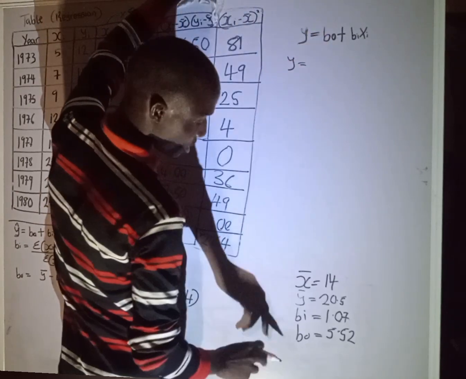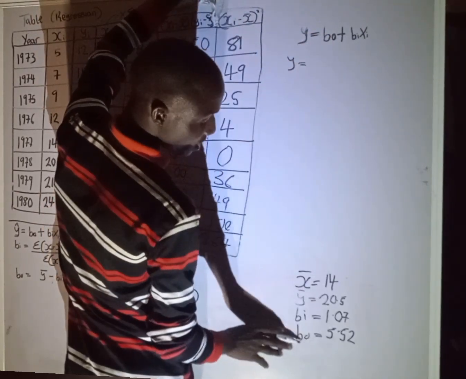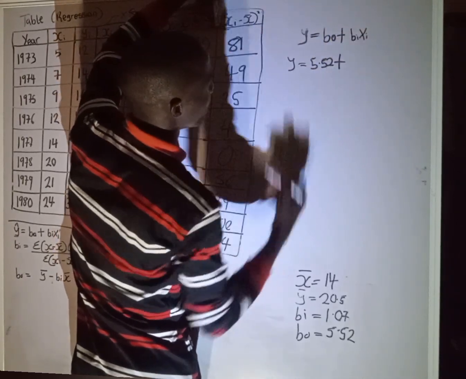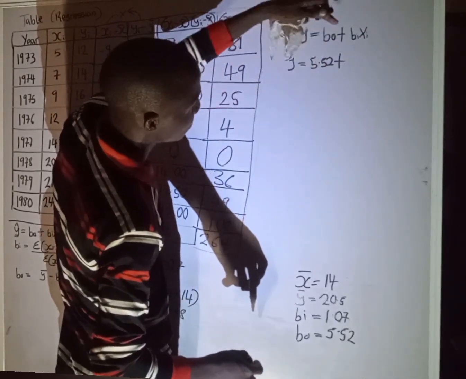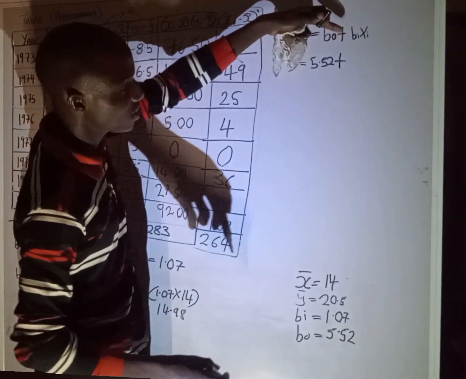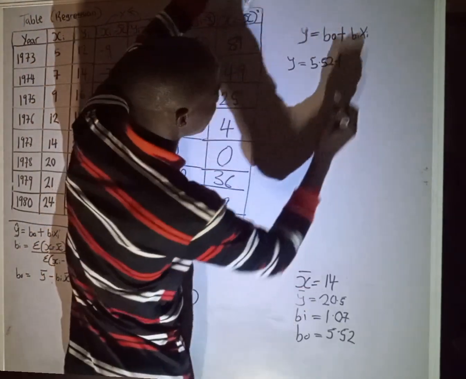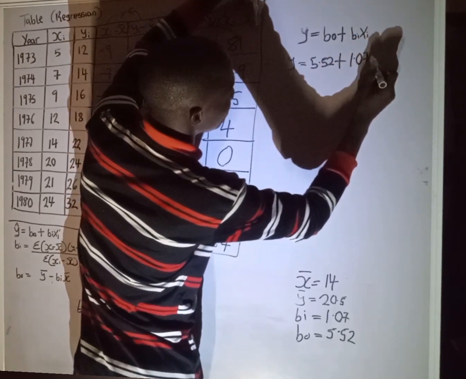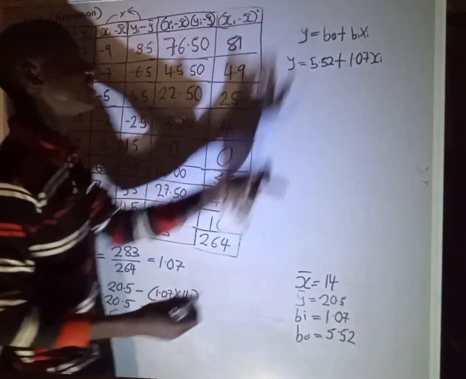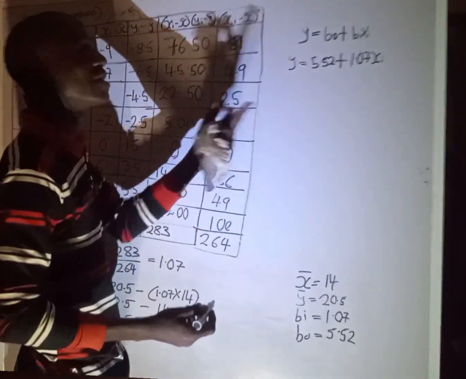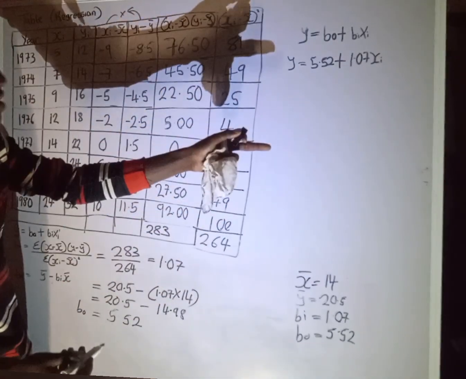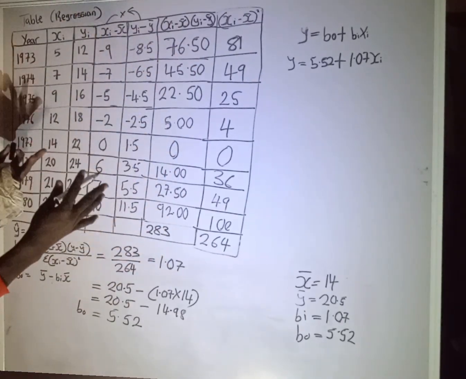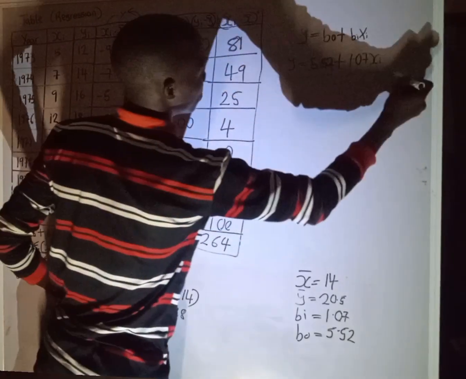So now let's proceed. Don't forget that the intercept is 5.52, so I will have 5.52 plus the gradient. The gradient, which is the slope, is 1.07. So I will have 5.52 plus 1.07 xi. So this is the required regression equation. That's how you are going to get your regression equation.